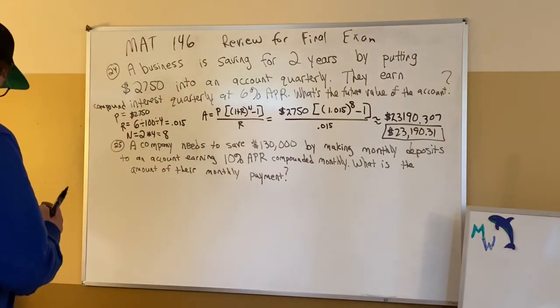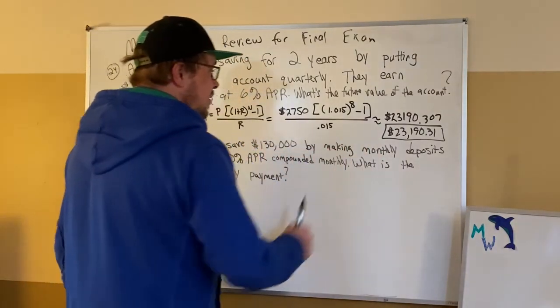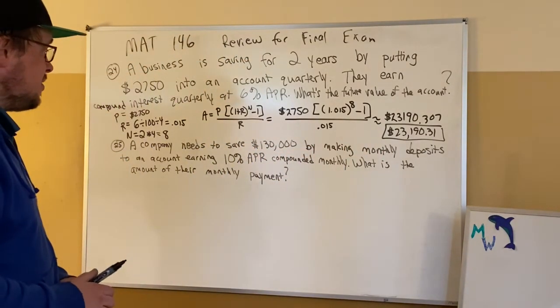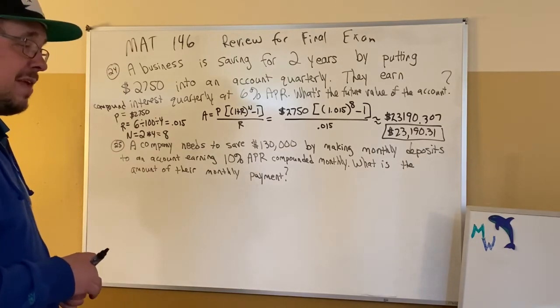Now, when we look at the next problem, it may be similar, but it's not exactly the same problem. And it's not just a matter of the numbers changing. A company needs to save $130,000 by making monthly deposits to an account earning 10% APR compounded monthly. What is the amount of their monthly payment?